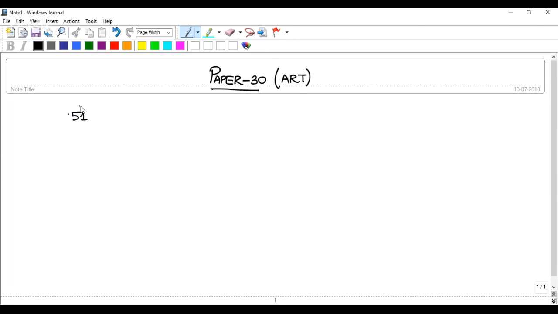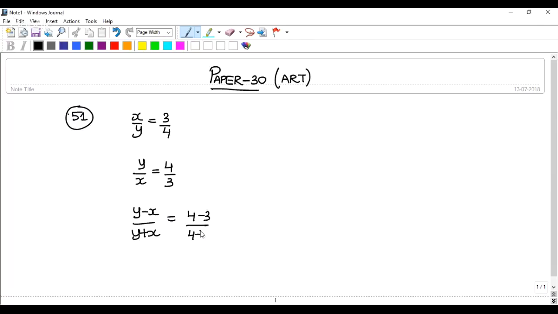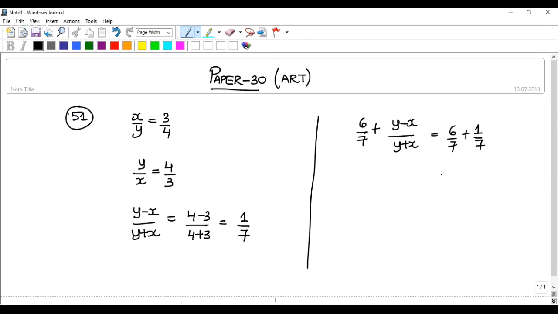The 51st question, you're given x by y, it is 3 by 4. So if I write this as y by x, it is 4 by 3. Applying componendo dividendo, I get y minus x by y plus x. It is same as 4 minus 3 by 4 plus 3, which is 1 by 7. Here as the value of 6 by 7 plus y minus x by y plus x, which is same as 6 by 7 plus 1 by 7, which is 7 by 7. The answer is 1.